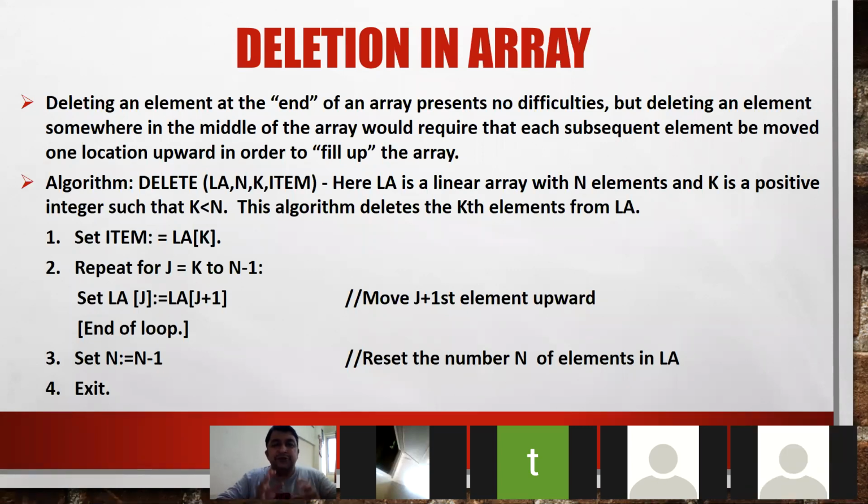First you need to understand which memory location's element you want to delete, right? So see the variables: LA is the linear array, N is the number of elements, and K is the location of the element which you want to delete.